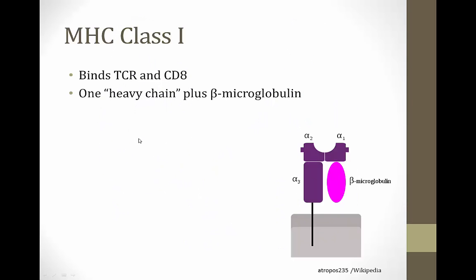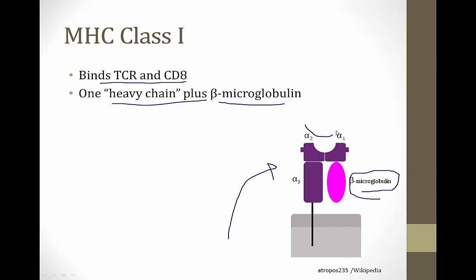So let's talk about MHC class I in a little more detail. It binds to the T cell receptor and CD8. It's got a little bit of a different structure from MHC class II. It's got one chain called a heavy chain and then another molecule called beta-2 microglobulin. This is a piece right here. The heavy chain has 3 subunits and the beta-2 microglobulin binds right here, and it's got an antigen binding groove right here where proteins can bind.